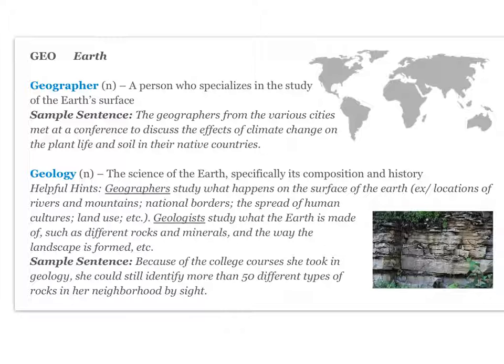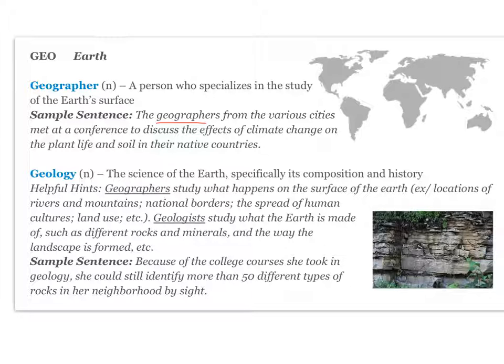Your next word is geo, which means earth, and your first word is geographer. It's a noun. It is a person who specializes in the study of the Earth's surface. So your sample sentence is, the geographers from the various cities met at a conference to discuss the effects of climate change on the plant life and soil in their native countries. So geography deals with the locations of countries, things like where rivers are, where mountains are, anything that occurs above the Earth's surface. So you have this map over here.